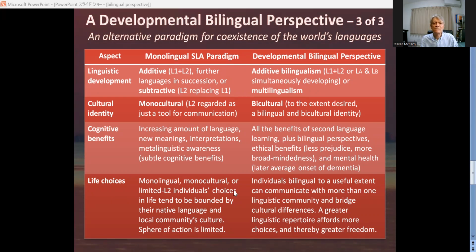And then regarding life choices, monolingual, monocultural, or limited second language individuals' choices in life tend to be bounded by their native language and local community's culture, so their sphere of action is limited. Whereas individuals who are bilingual to a useful extent can communicate with more than one linguistic community and bridge cultural differences. A greater linguistic repertoire affords more choices and thereby greater freedom.